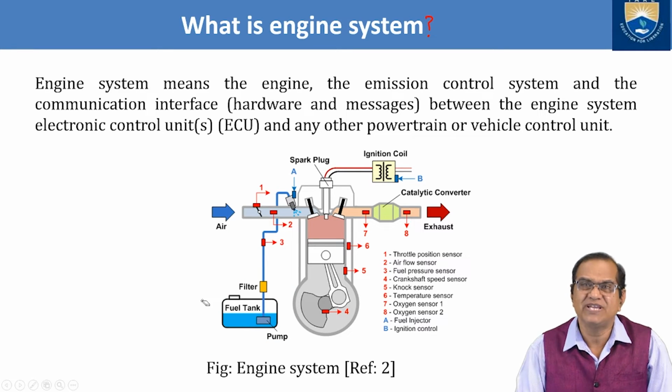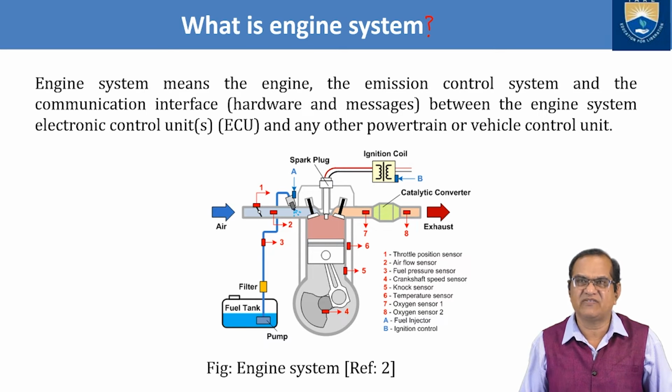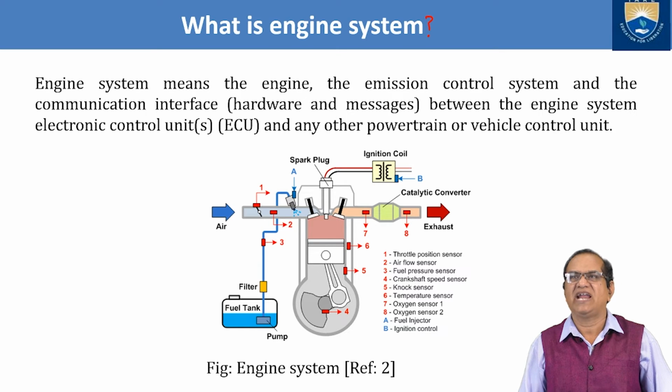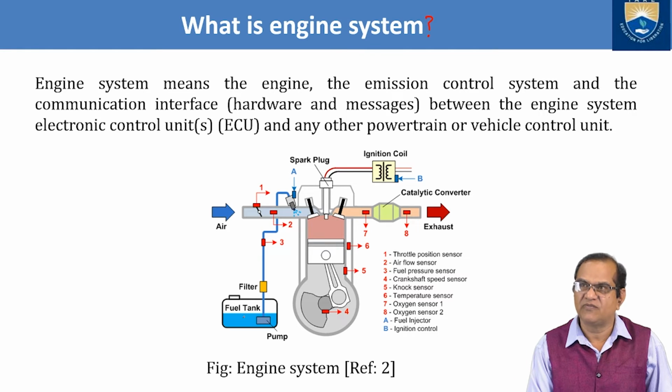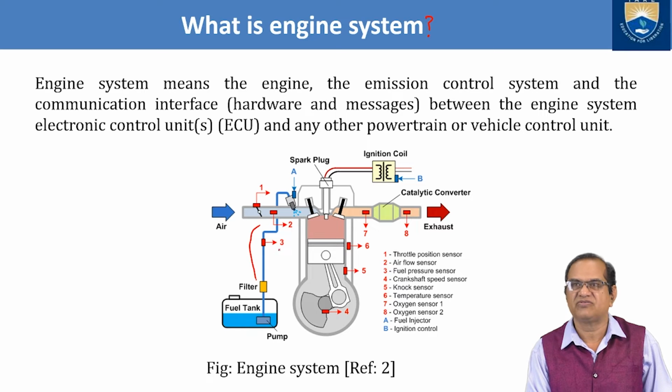So here we have engine system means the engine, the emission control system, and the communication interface hardware and the messages between the engine system, electronic control unit, ECU, and any other powertrain or the vehicle control unit. So this you can see here, the fuel system is here. From here, fuel goes with the different things here. Here is the throttle valve. This is number 1. Number 2, we have airflow sensors. Number 3 is fuel pressure sensor here. Number 4 is crankshaft speed sensor.